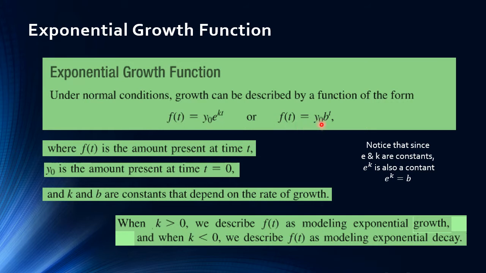These are really pretty much the same equation, where e to the power of k is replaced simply with the constant b. So if you know what k is in the first equation, you can do e to the k and rewrite it as this second equation, okay? e to the power of k is a constant, and that is equivalent to b, and that's why we have these two equations here.